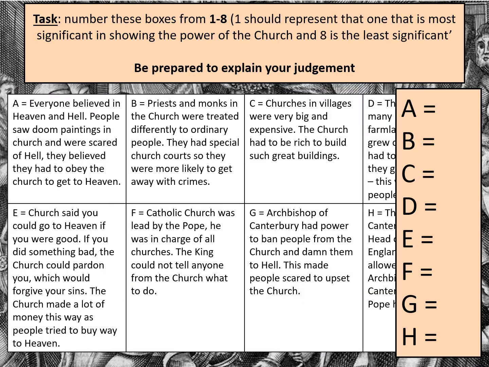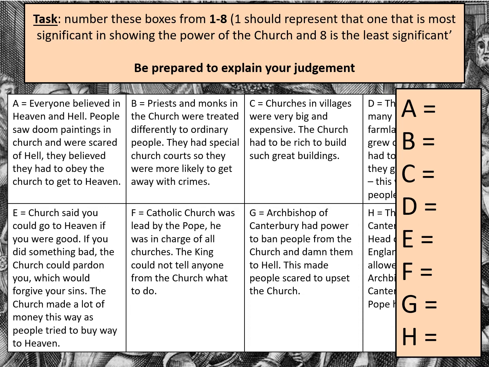Okay guys, what we're now going to be looking at is the different reasons for why the church was powerful. Each of these different white boxes, labelled A, B, C, D, and so on, tell you different reasons for why the church had power. But you've got to decide which of these reasons are the most or the least important for why the church had power.